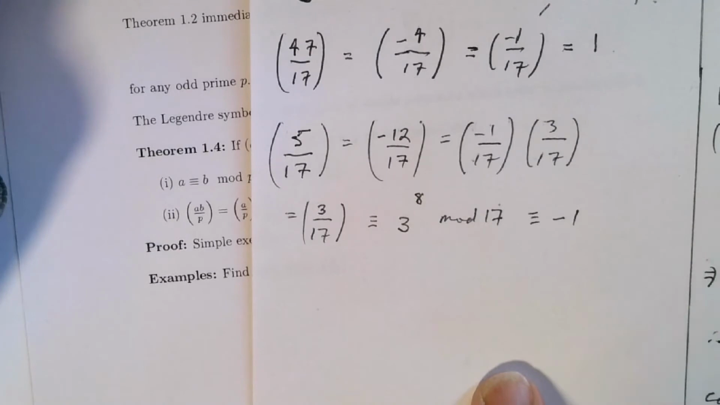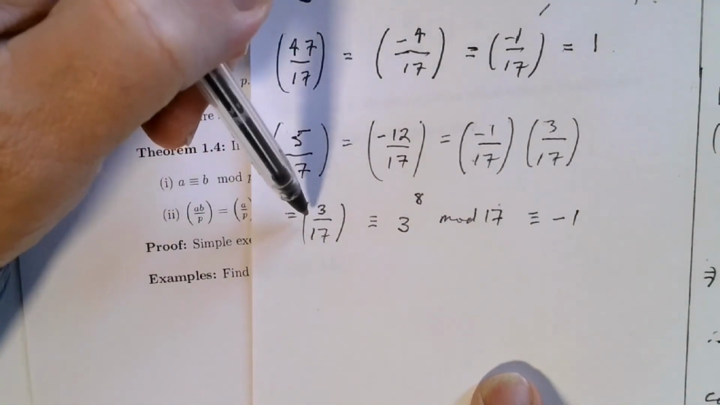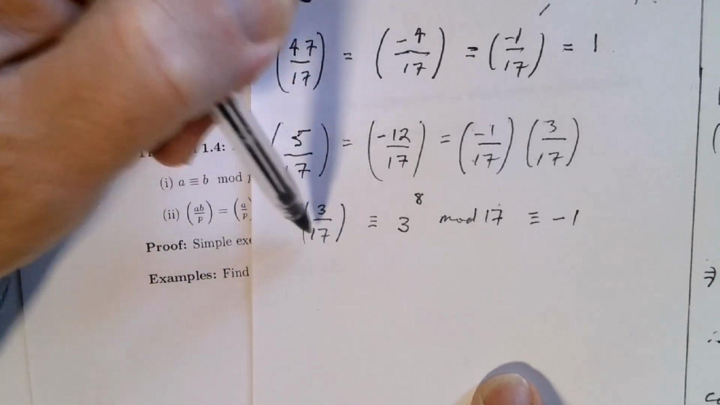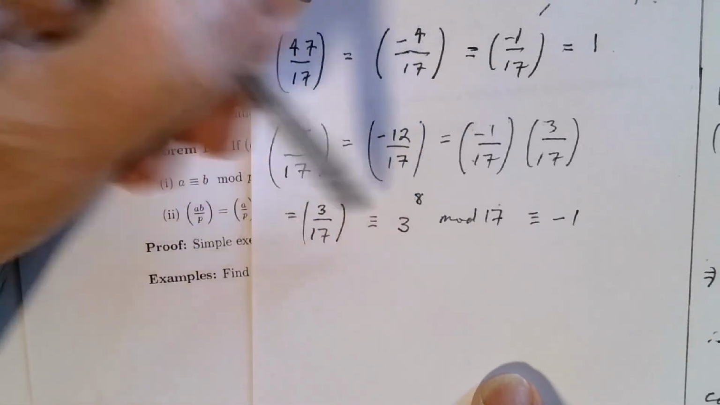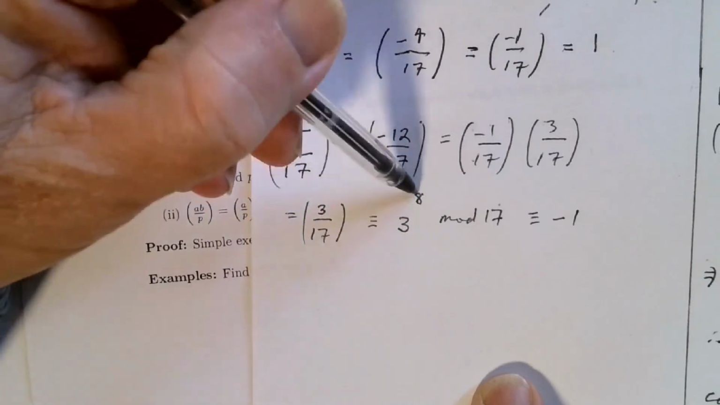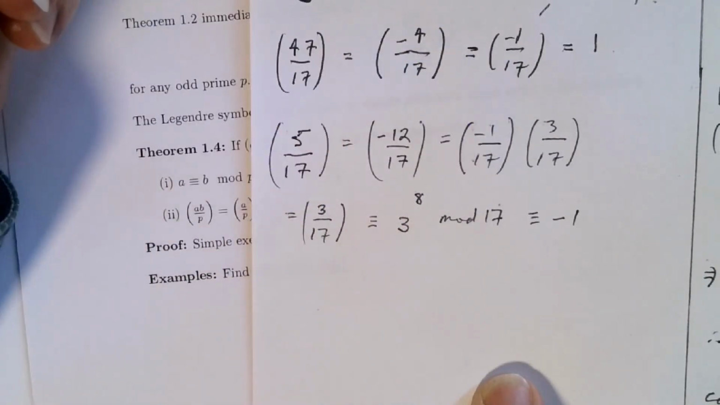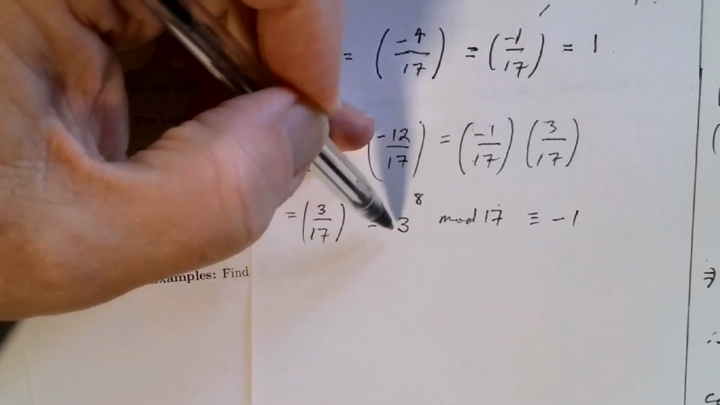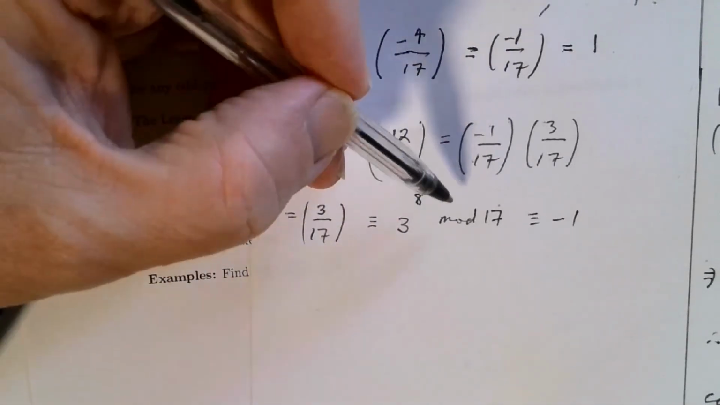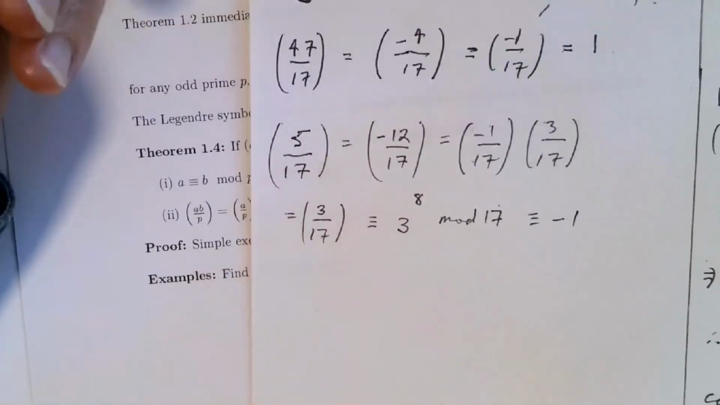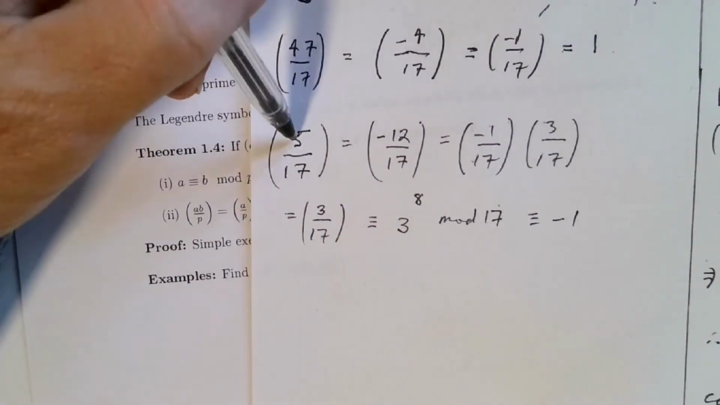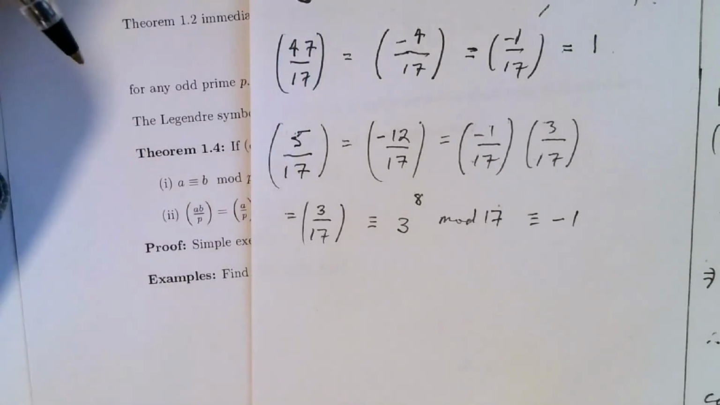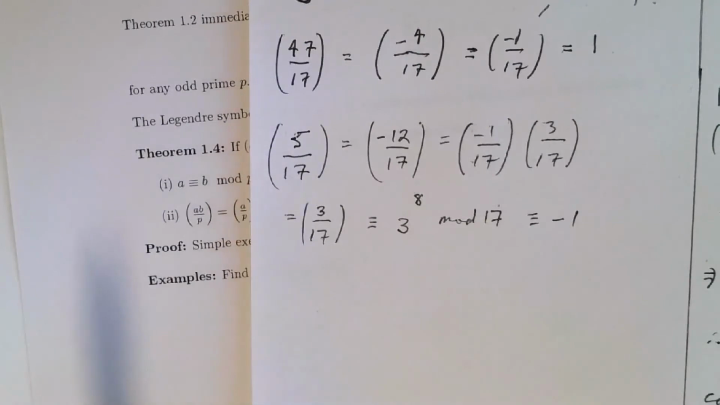At this stage, you can fiddle around with it a bit more, but what I'm going to do now is use Euler's criterion. So 17 minus 1 over 2 is 8. And so this is congruent to 3 to the 8 modulo 17. With a bit of fiddling around, you can start cubing this and so on until you get up to 3 to the 8 and you discover it's minus 1. And that means that 5 is not a square modulo 17.